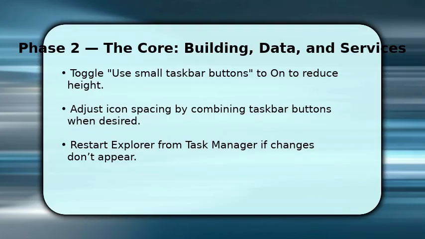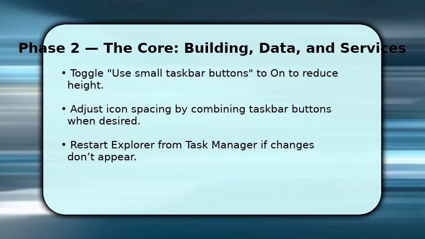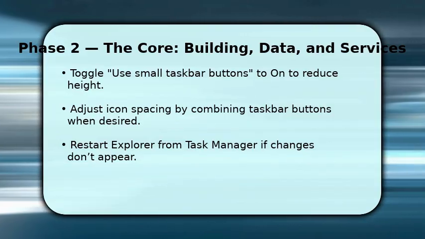Once done, observe the immediate reduction in height and icon size. This saves vertical pixels and keeps icons recognizably clickable. If icons remain crowded, use Combine Taskbar Buttons to always hide labels and tighten spacing.